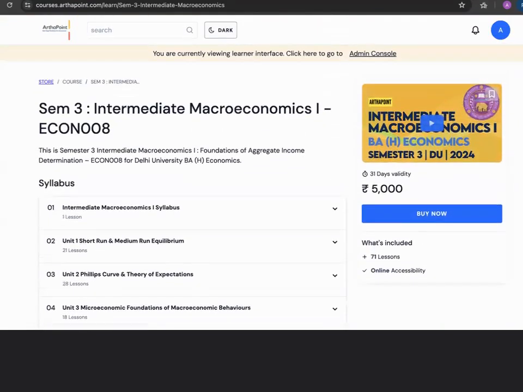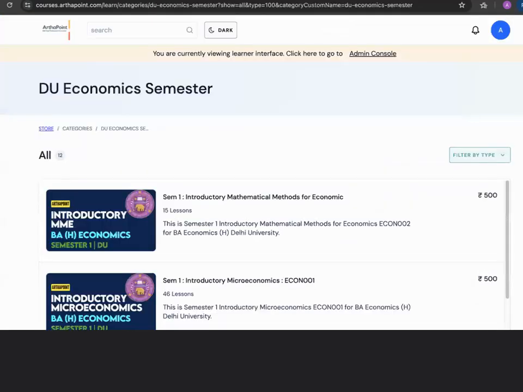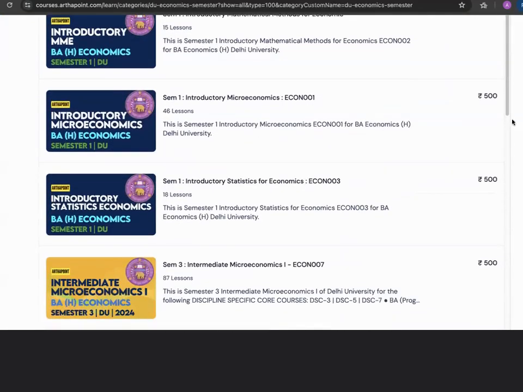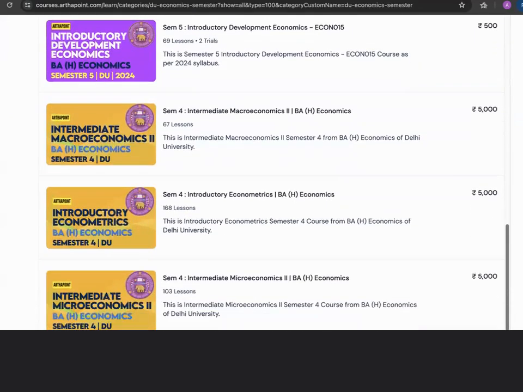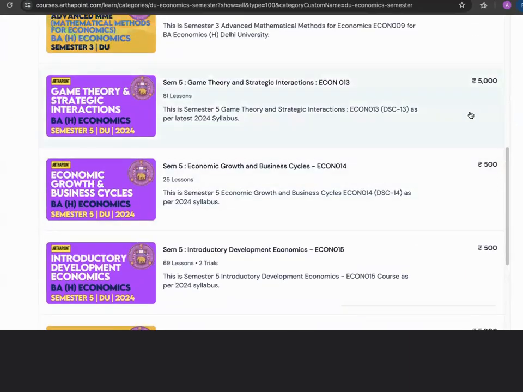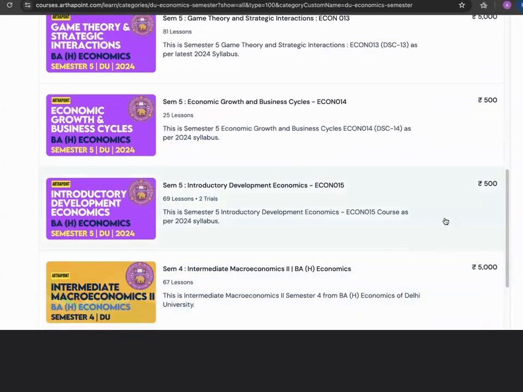So this is a paid course, which is for macroeconomics. But if you look into the other courses of the economics semester, they are available for no fees. This is only the portal fees that we are charging. Similarly, in the 5th semester, game theory is a paid course in which we are solving various problem sets also. But other courses like economic growth and business cycle, like introductory development economics, are all an initiative, and only portal fees is being charged.